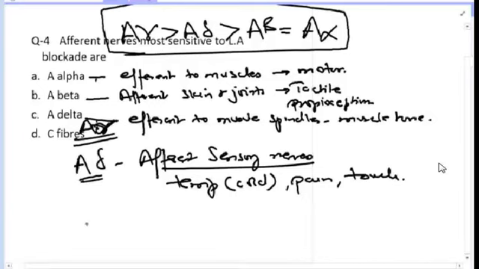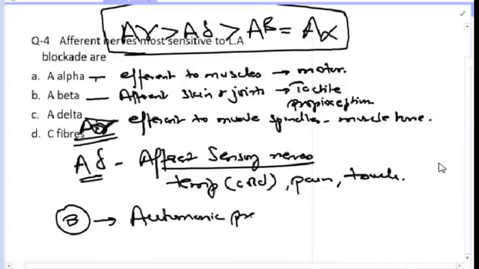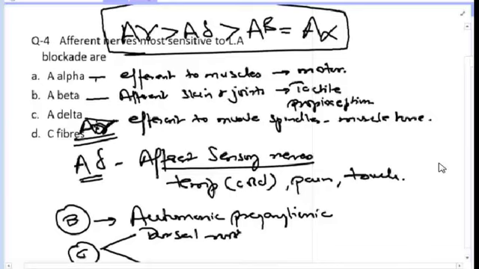Now as far as B fibers are concerned, B fibers are autonomic preganglionic fibers, and they mediate various autonomic functions. While C fibers are again divided into 2 types. One are dorsal root fibers. Now dorsal root fibers are afferent sensory nerves.